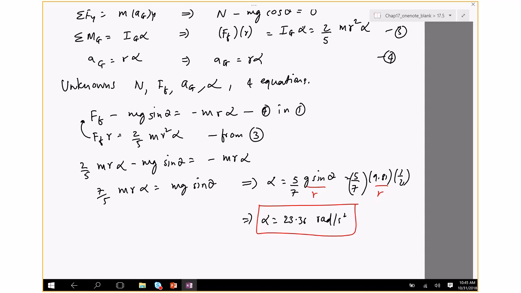So that's that. Okay. So here's an exercise you can do.